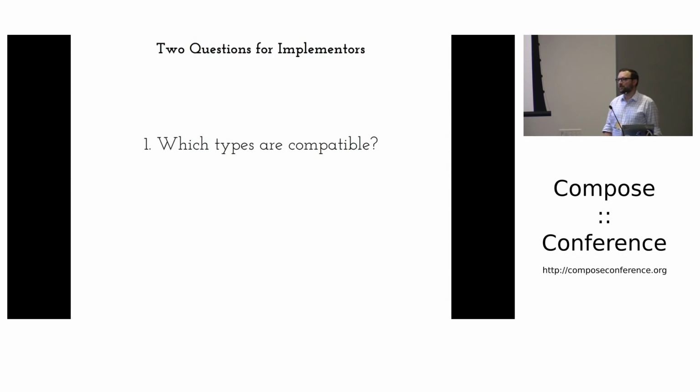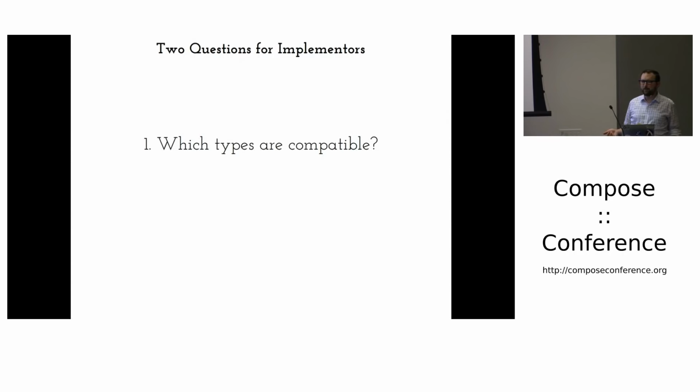So bidirectional type checking is a technique for implementing type systems. And when you want to implement a type checker, you've got to sit down and answer two questions when you're making your initial plan. The first of those questions is, which types in my type system are compatible with each other?